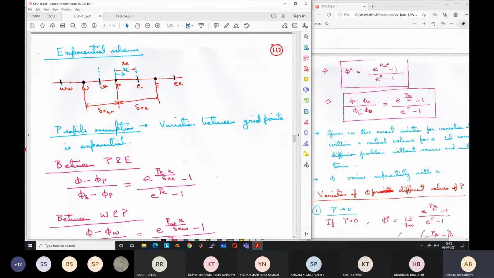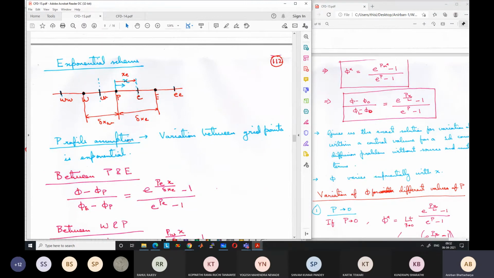So for devising this scheme, we will assume that the profile is exponential between the grid points. So between P and E, the profile is given by: (phi minus phi P) by (phi E minus phi P) is equal to (e to the power P x by delta xc minus 1) by (e to the power P minus 1). Okay, this is our variation.